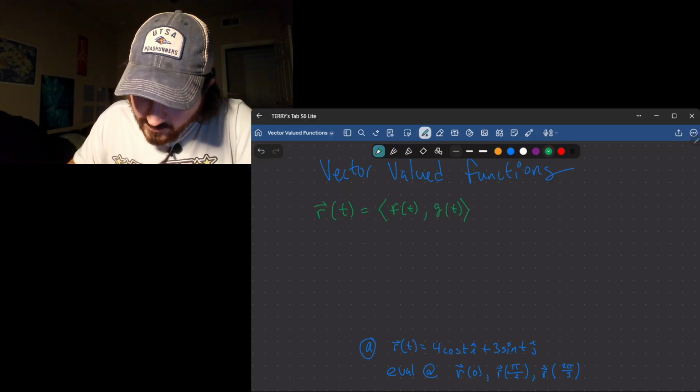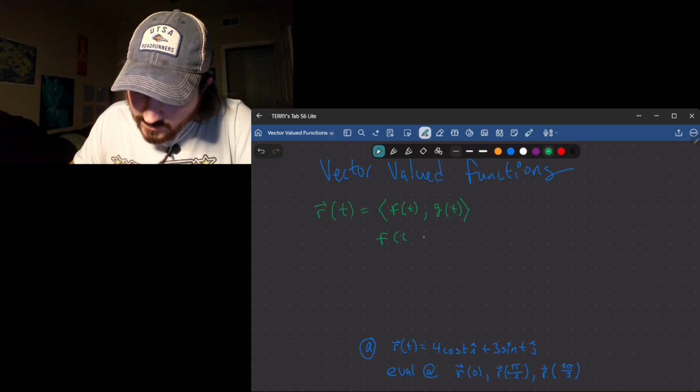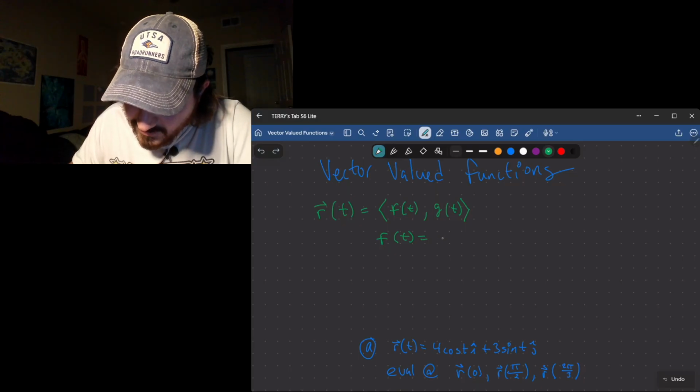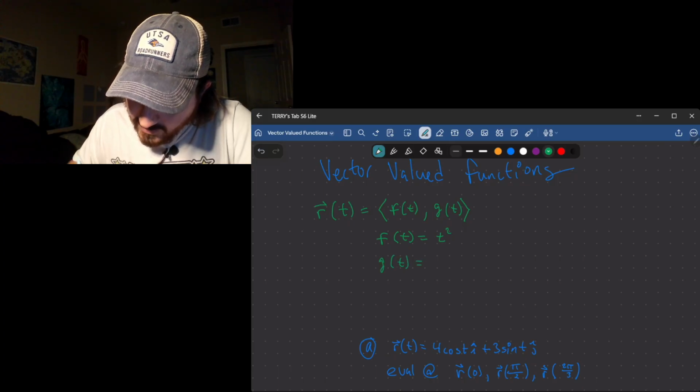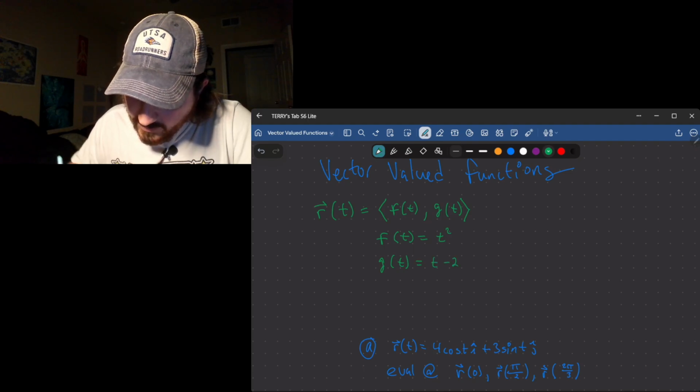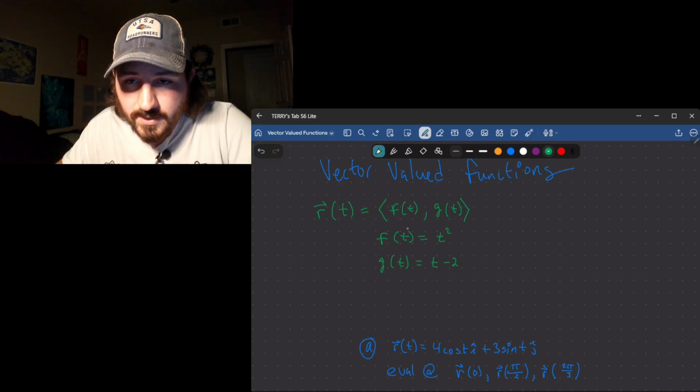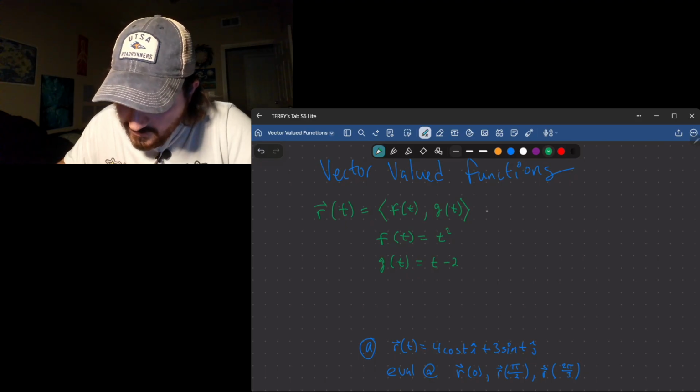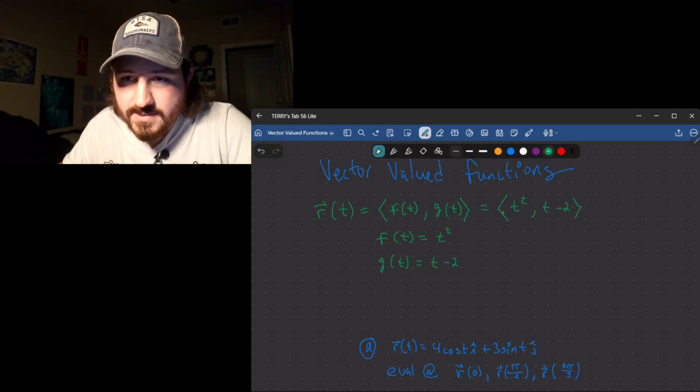So let's just say, for example, we have f of t, which will equal, sorry, we're doing functions of t, not x. So we'll do t squared, and then we'll have a function g of t, where we're just going to have t minus 2. Okay? So the way we're going to rewrite this is we're literally going to plug this f of t in where this f of t is, and we're going to plug this g of t in where this g of t is. So this same vector is now, with this new definition, t squared comma t minus 2. But it is still a vector. We've still got our angle braces here, so make sure we're careful with that.